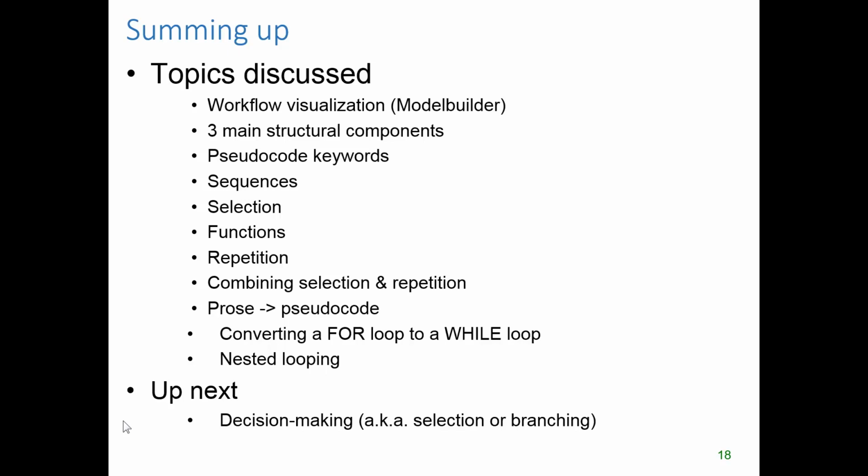And we spent time looking at examples of sequences, selection, functions, repetition, and then combining parts of those together. We took a bunch of examples from prose to pseudocode and got some practice converting a for loop to a while loop. And we saw several nested looping and selection combinations as examples. That concludes this session. The next session will discuss decision making.